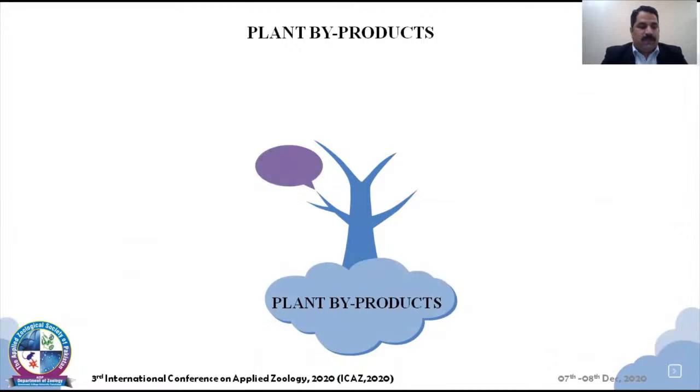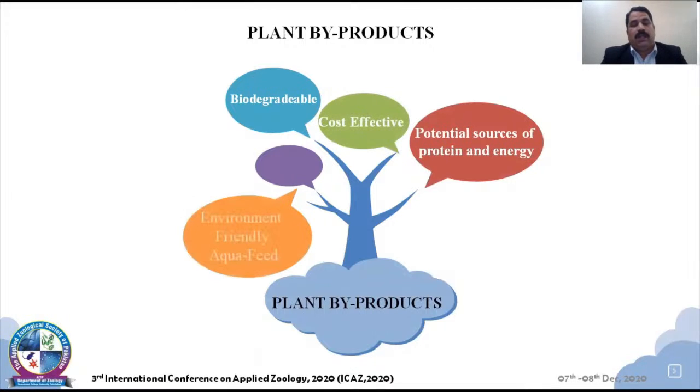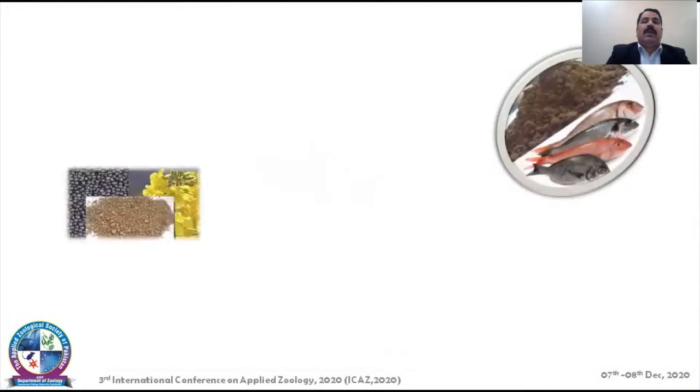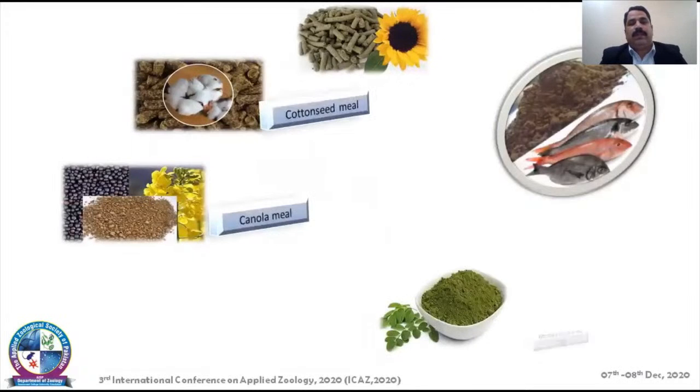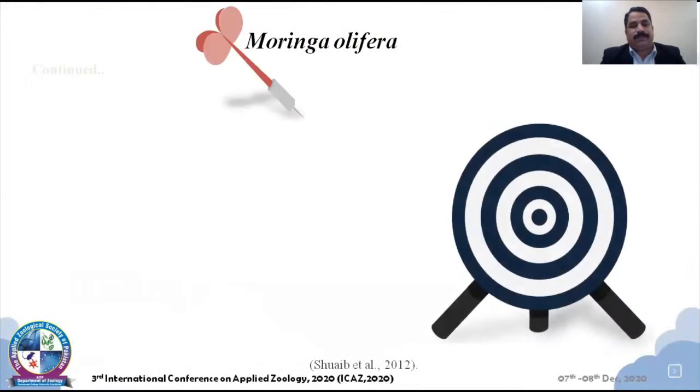When we search for alternatives to fish meal, we find plant byproducts that are cost effective and environment friendly. Especially, these are biodegradable and a potential source of protein and energy. They are less in cost and helpful in developing environment friendly aquafeed. Here are some examples of the plant byproducts commonly used nowadays in Pakistan, like sunflower meal, cottonseed meal, canola meal, etc.